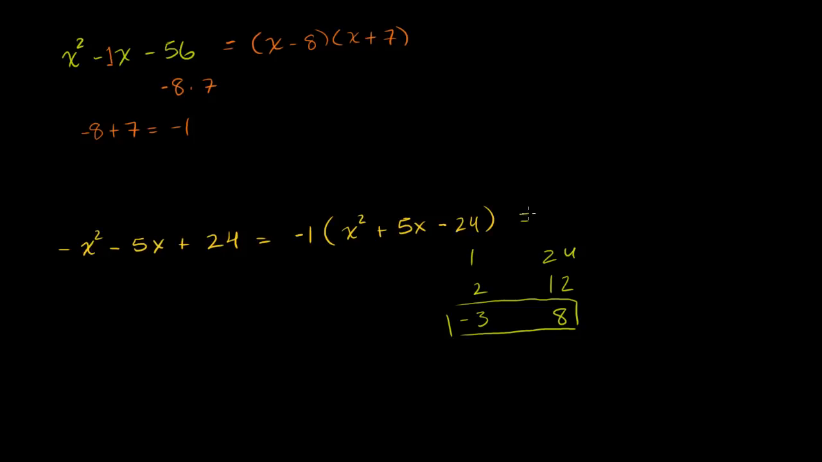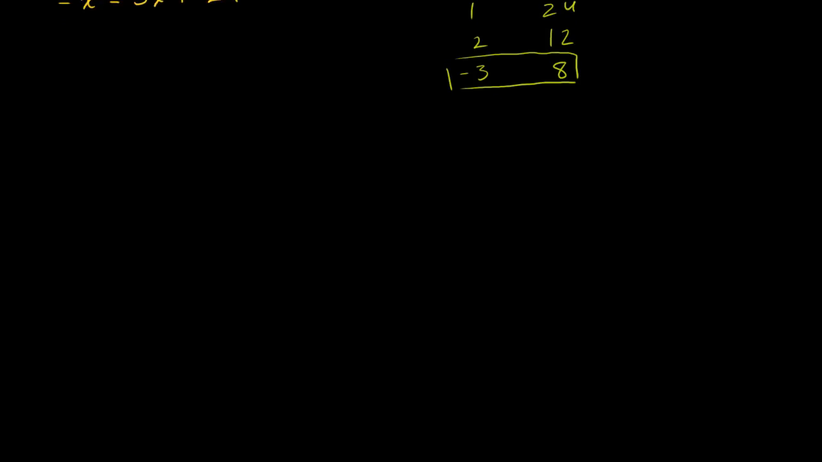So this is going to be equal to, can't forget that negative 1 out front, and then we factor the inside. Negative 1 times x minus 3, times x plus 8. And if you really wanted to, you could multiply the negative 1 times this. You would get 3 minus x if you did, or you don't have to. Let's do one more of these. The more practice, the better, I think.